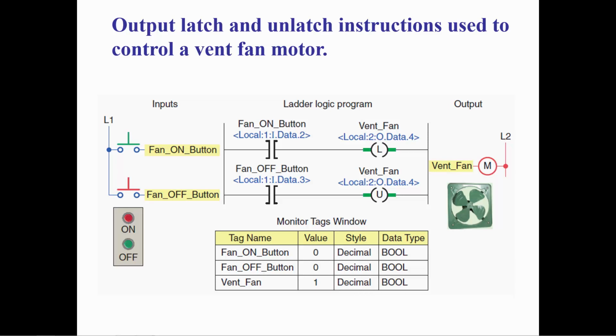Pressing the fan on button will make the latch instruction true and set the output bit that controls the vent fan to a 1, turning on the fan. When the button is released, the fan remains on.